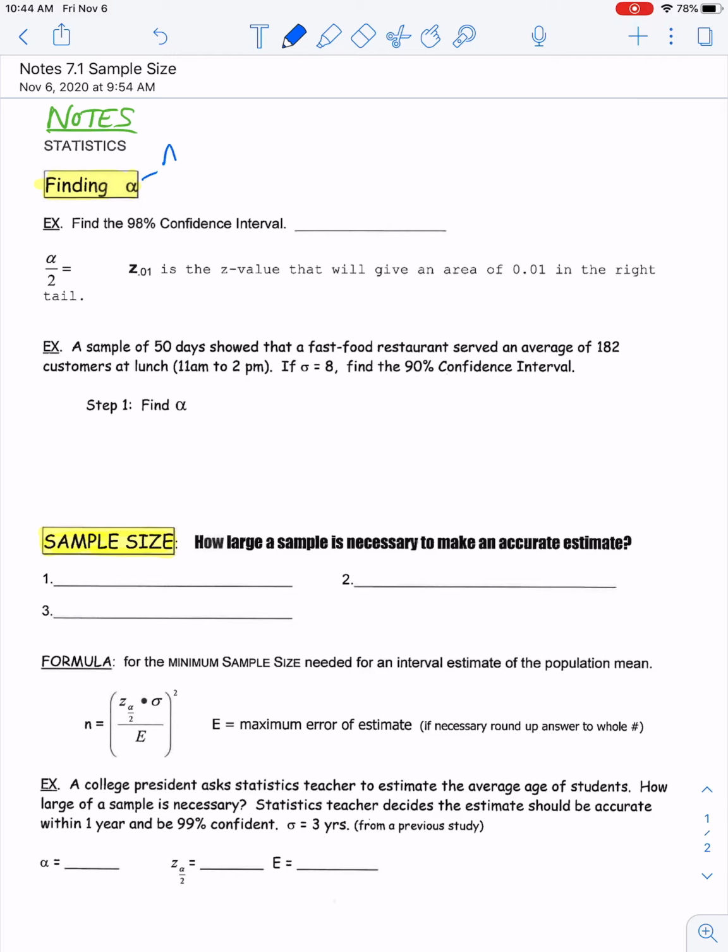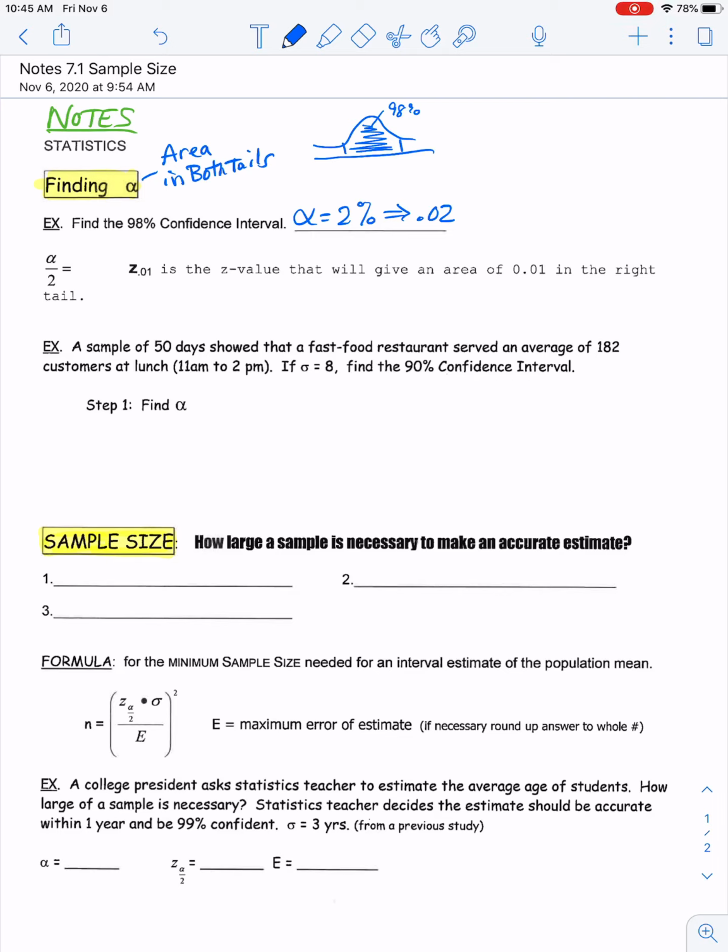Okay, so area in both tails. So if I say find the 98% confidence interval, well, 98% would be between your two z values. And here's 98%. So then how much is remaining for the tails? Well, alpha would give us 2%, or you could say 0.02, would be the area in the tails.